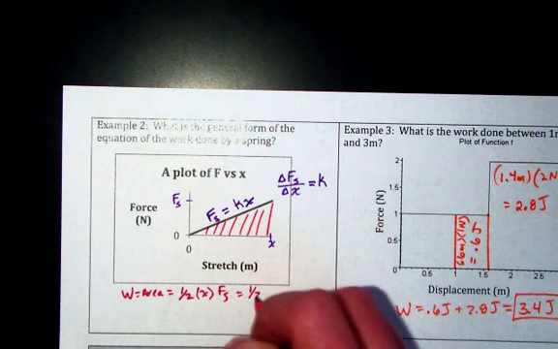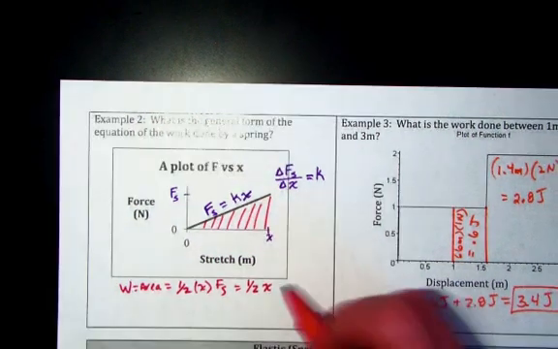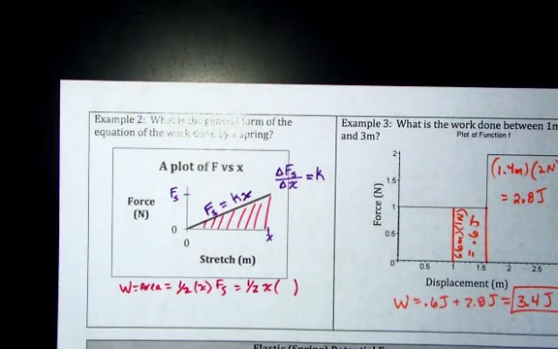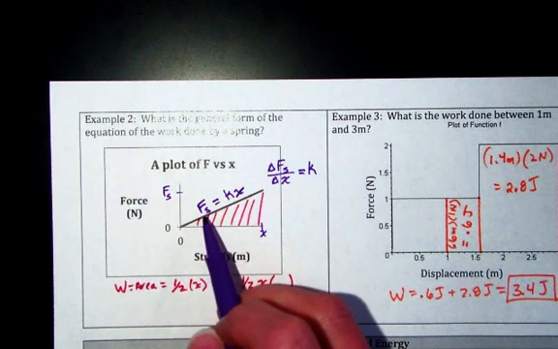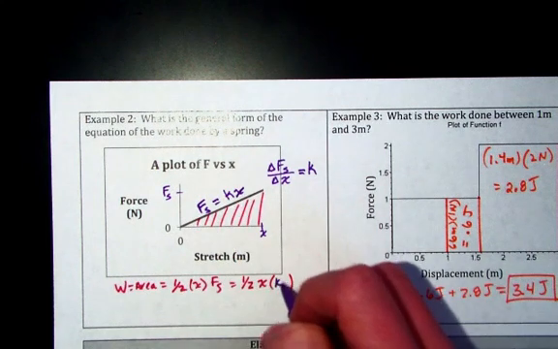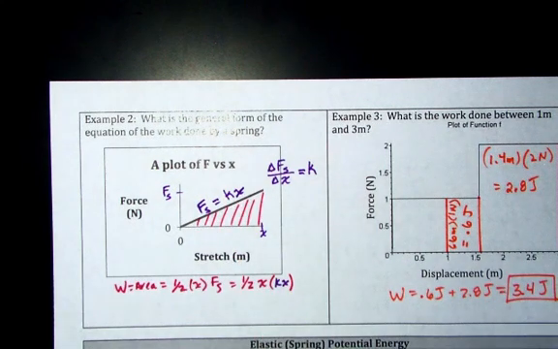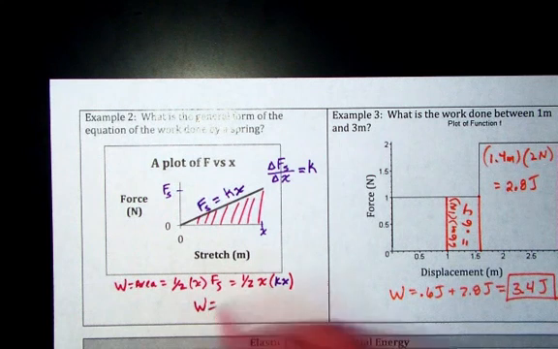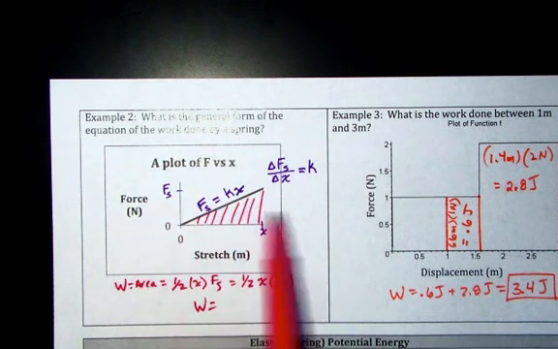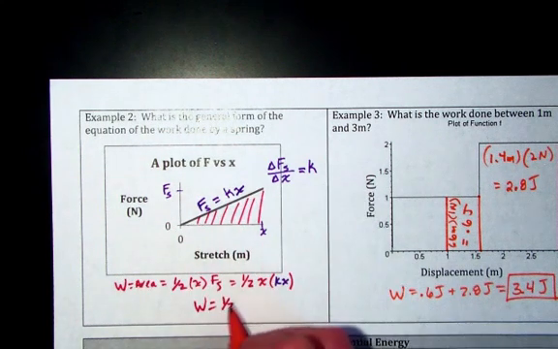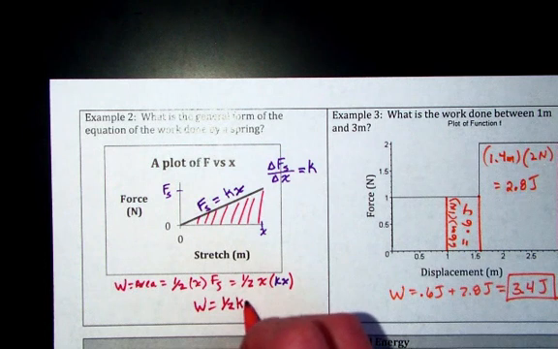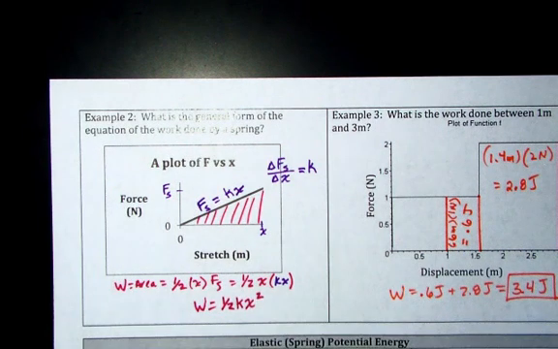So this is 1/2 x times, what is the spring force equal to? kx. So it turns out that the work done by a spring is equal to 1/2 kx squared. Now the work is the transfer of what?